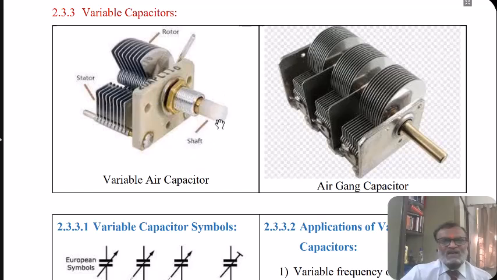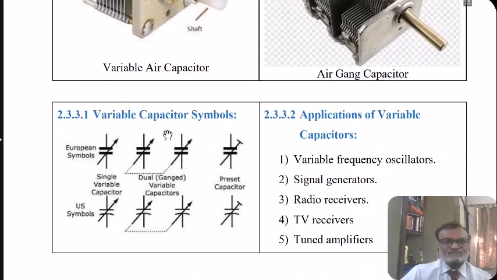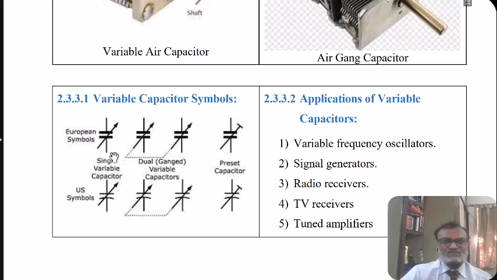Whenever you rotate the shaft, the overlapping portion changes, and ultimately the capacitance of the capacitor changes. Such multiple assemblies can be installed on a single shaft. Here in the figure, shown as an air gang capacitor, three variable capacitor assemblies are installed on the same shaft. So by a single mechanical arrangement called a gang arrangement, you can change the values of the three capacitors. The symbol of variable capacitors is shown here.